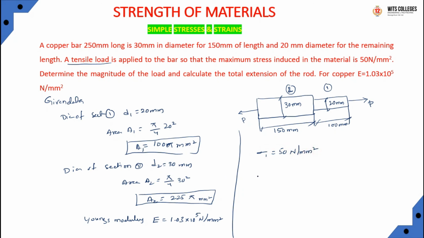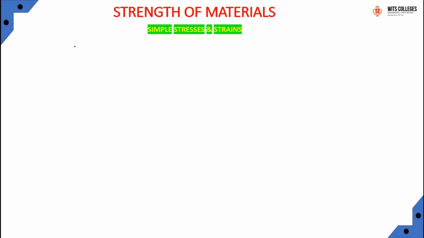Okay, so sigma 1 equals P by A1, then P equals sigma 1 A1, that is 50 into 100 pi. Okay, here the P value is 15.7 kilonewtons. So this is the magnitude of the load, P equals 15.7 kilonewtons, and we have to find out the total elongation in the bar.